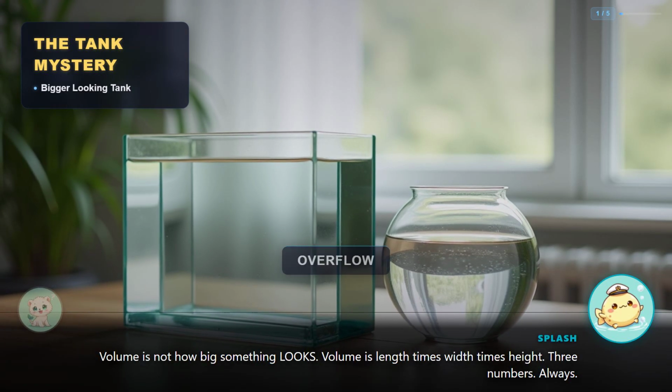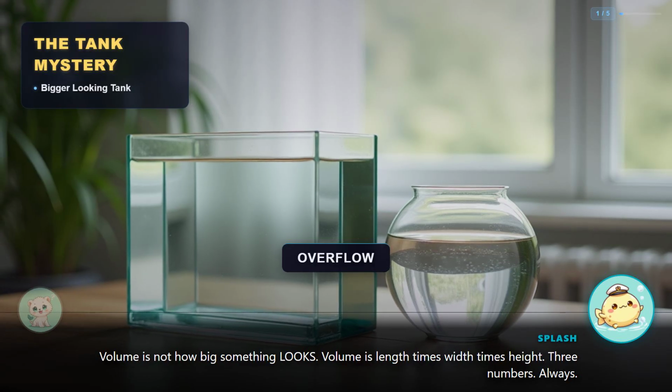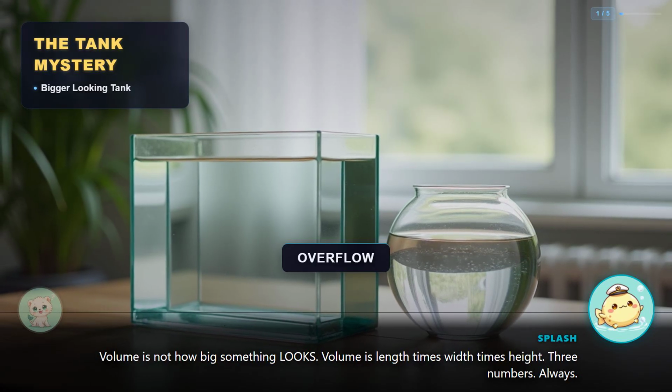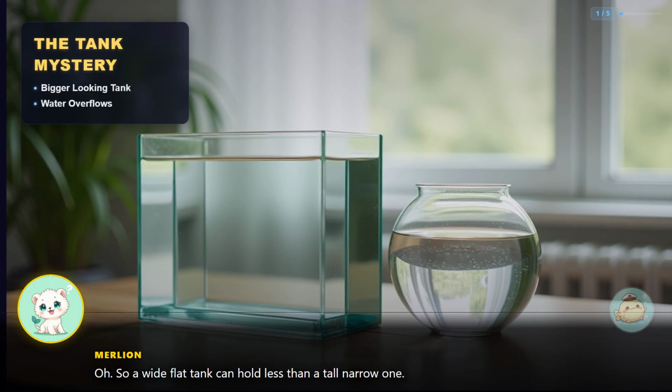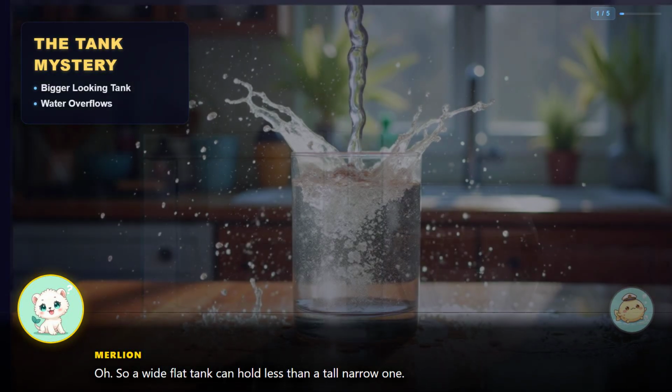Volume is not how big something looks. Volume is length times width times height. 3 numbers, always. Oh, so a wide flat tank can hold less than a tall narrow one.